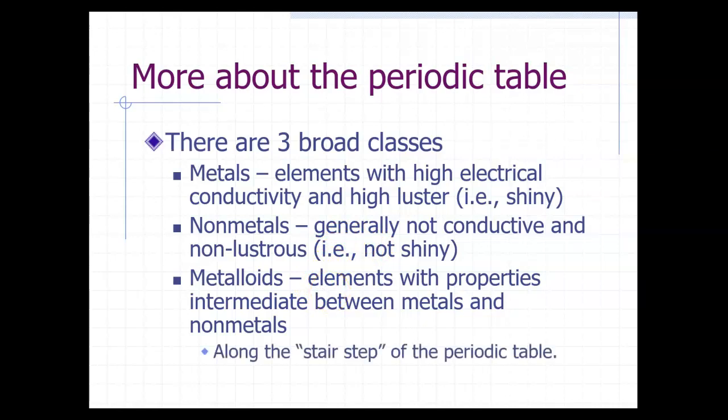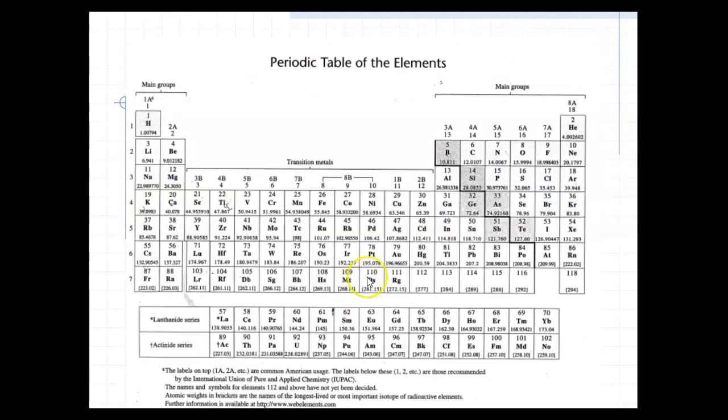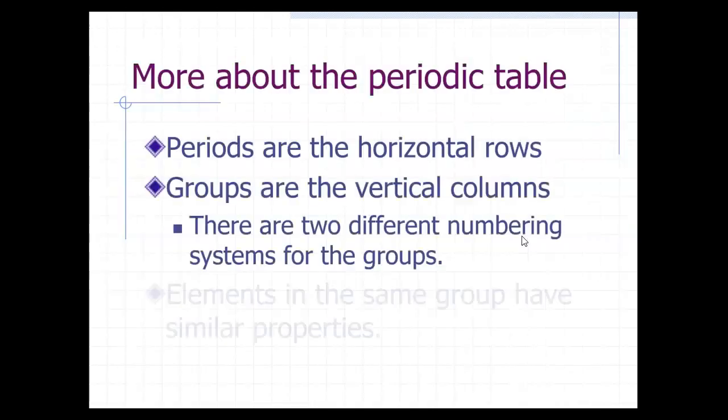And they are along what's called the stair step of the periodic table. So please pardon me for going backwards again, but the stair step is right here. This sort of stair step line. And you can see on this periodic table, the metalloids are actually kind of a grayish color rather than the white of the metals and the nonmetals. So the grayish color here is meant to indicate that these are metalloids.